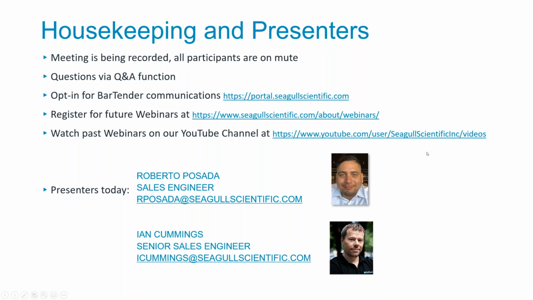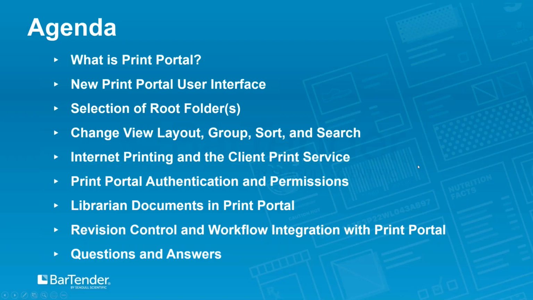So let's get started. Let's go over our agenda today. We're going to talk about Print Portal, but first we need to understand what Print Portal is and what Print Portal is used for. Followed by that, we're going to demo out Print Portal. I feel it's always best to demo something out instead of going through a deck. And we're going to talk about the new Print Portal user interface. We're going to show you this user interface. We're going to talk about root folders and selection of root folders. We'll come to that and we'll explain what root folders are and what they're used for.